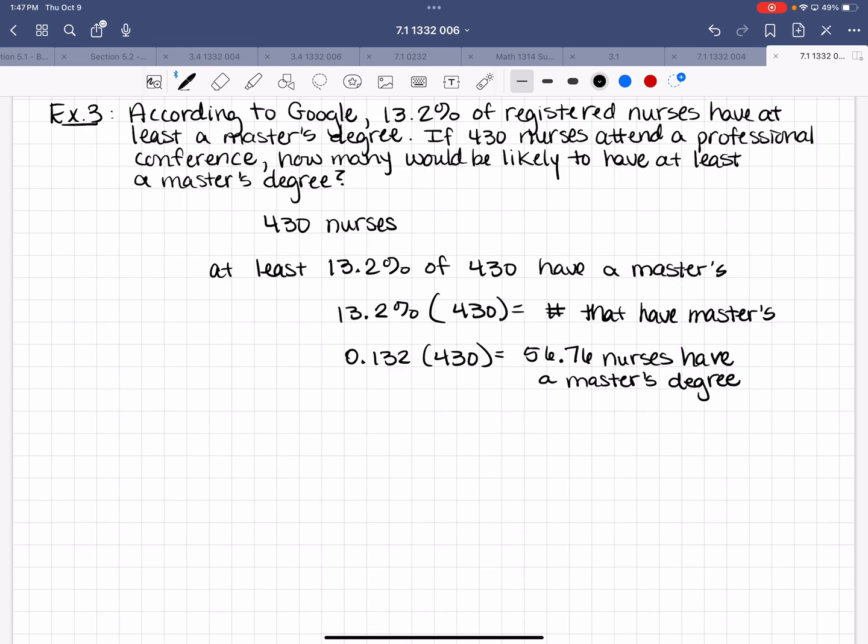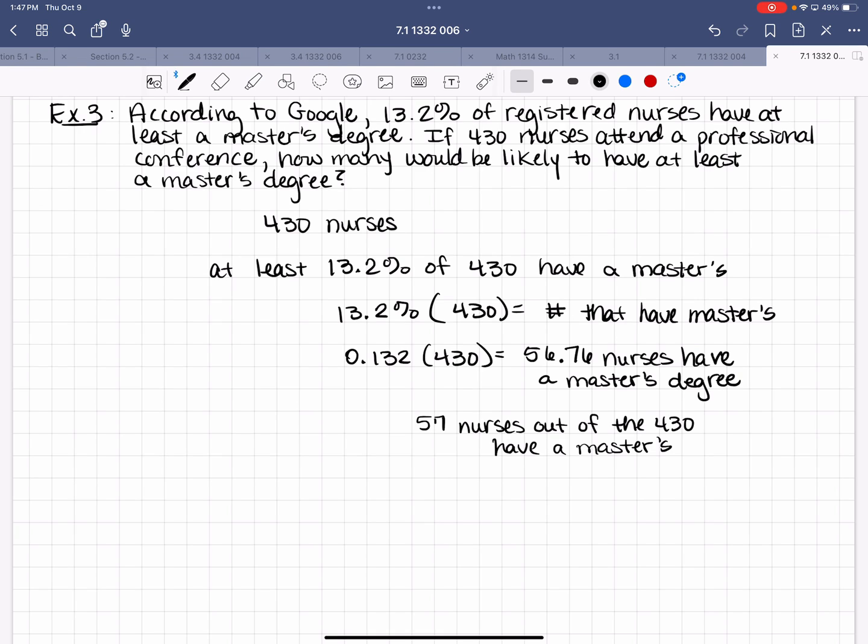No. Since that is more than half a nurse, we're going to go ahead and round up. So we can say 57 nurses out of the 430 have a master's. So I rounded it on up to 57 because I can't have 76 hundredths of a nurse.